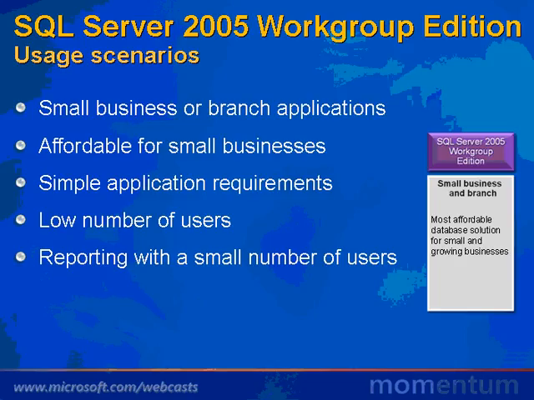Then you may want to have those corner grocery stores run on the Workgroup Edition, which is a branch application, and be able to talk to your headquarters database system, which could possibly run on the Enterprise Edition. The price is right. It's affordable for small businesses.